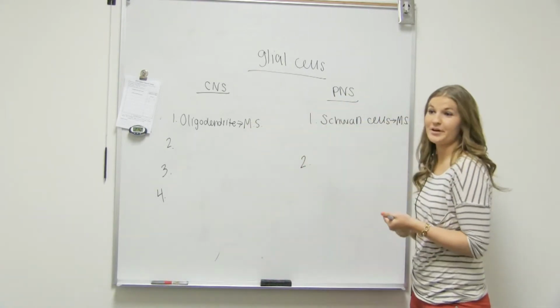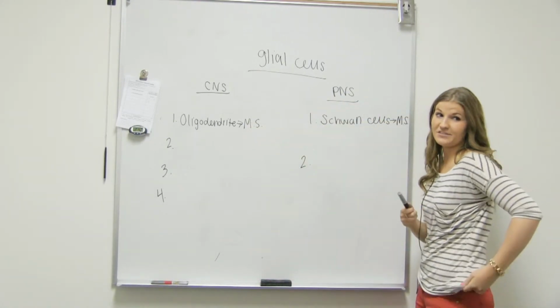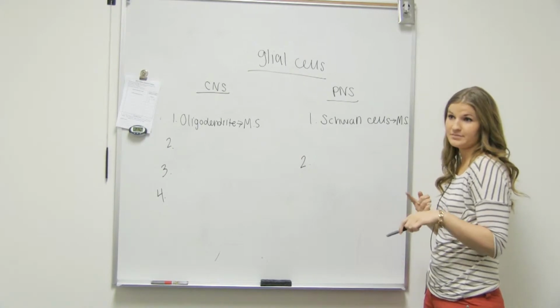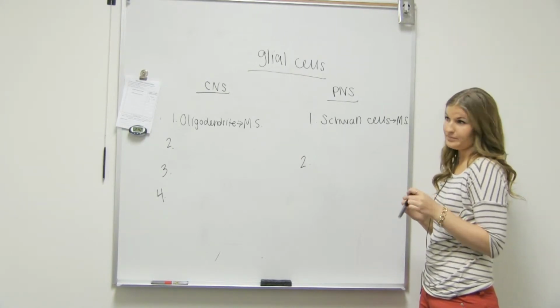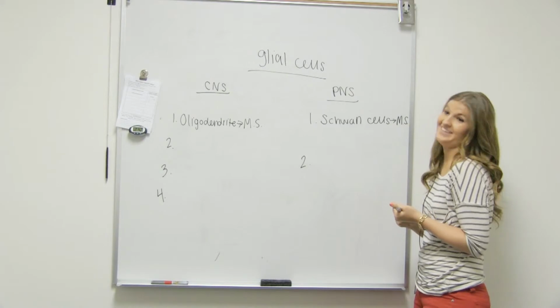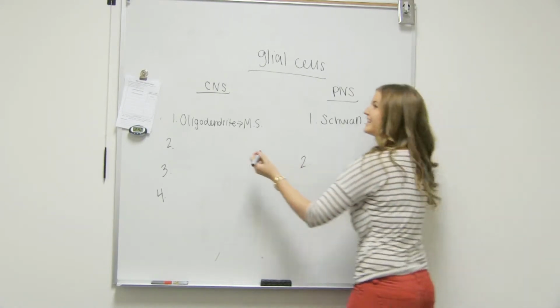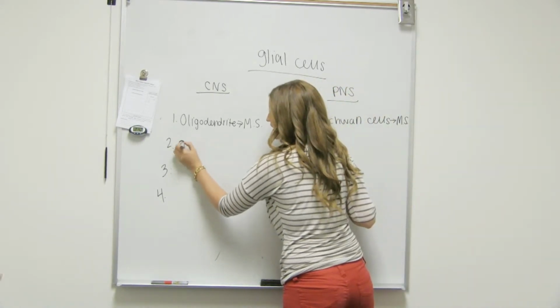Okay, and then we have some more that are going to protect from heavy metals. Heavy metals? Mhm. So in your CNS, they're going to be called your astrocytes.